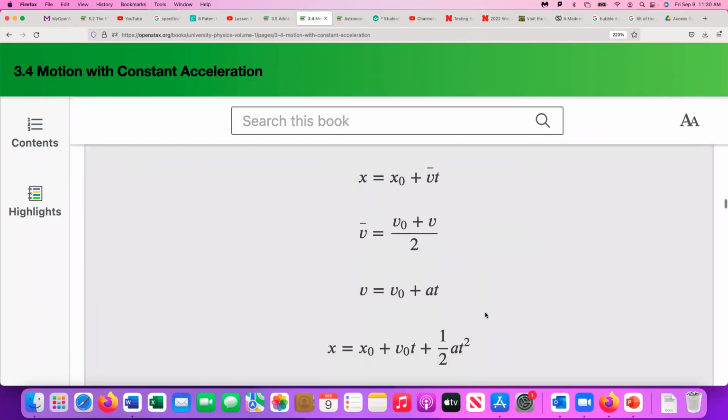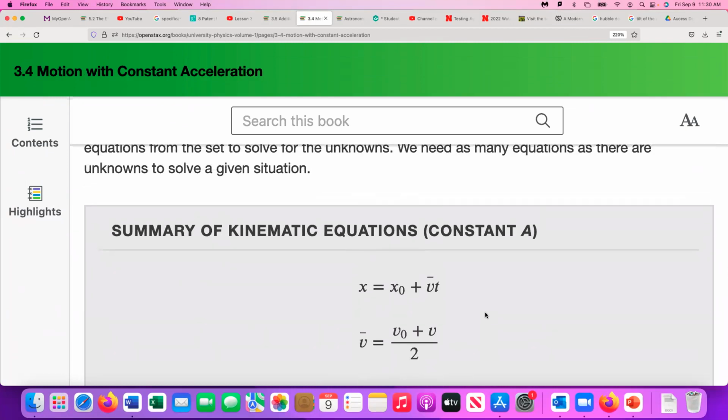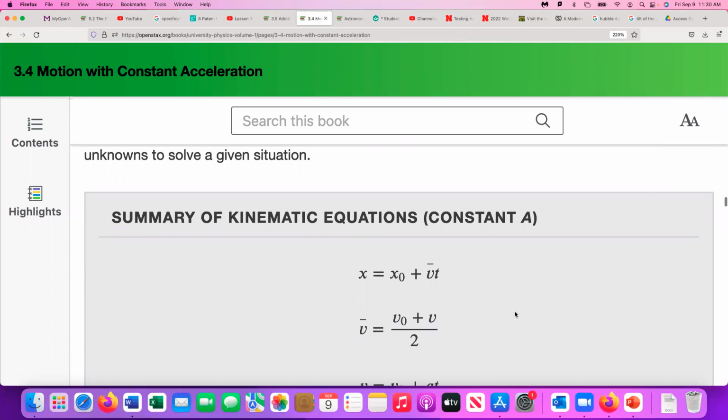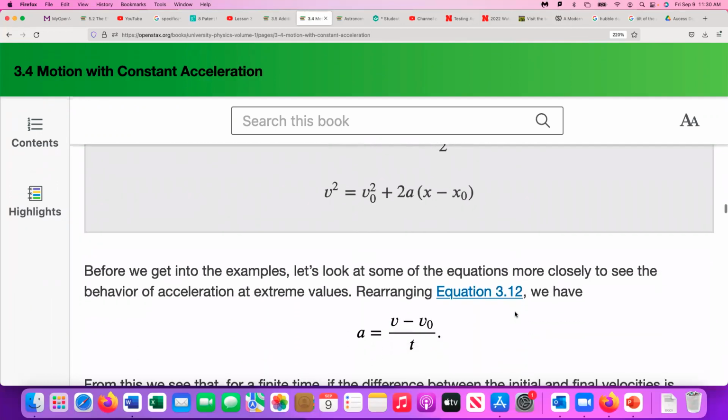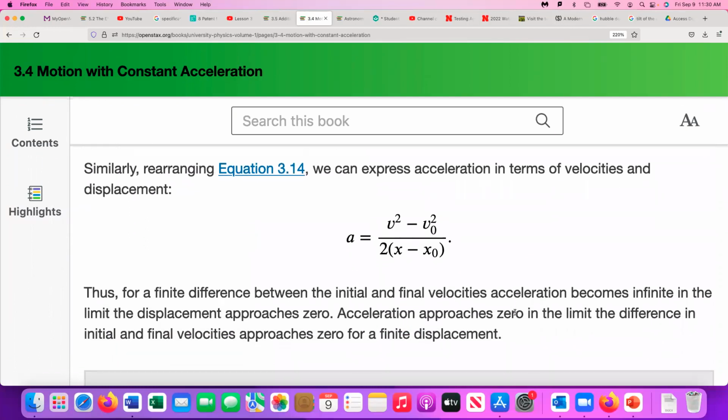So if we compile all these equations together, we call them as a group the kinematic equations, or the equations for measuring movement, which is what kinematics means. The mathematics of one-dimensional motion. Now, essentially the rest of this chapter is doing different problems that use this.